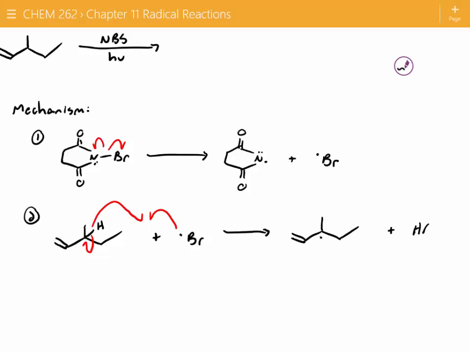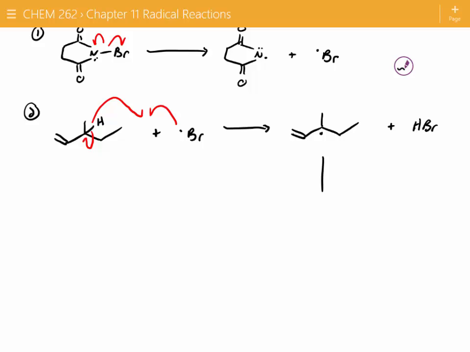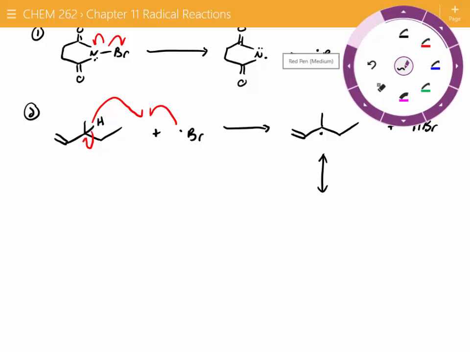Plus HBr. So very similar mechanism to radical halogenation. But what's the problem with this radical? Or I guess not problem, benefit of this radical? It's stable. Resonance stabilized, right? So let's draw the resonance form of this.